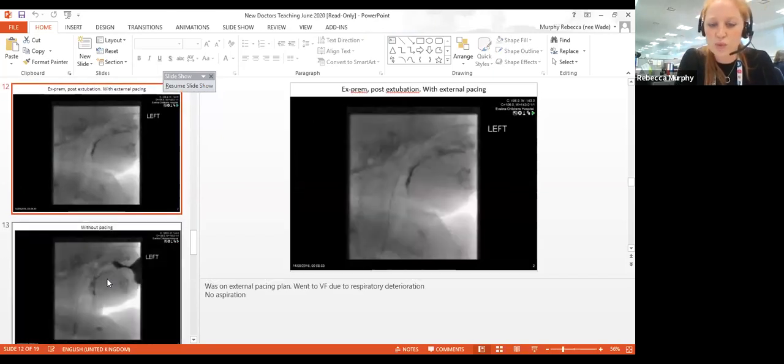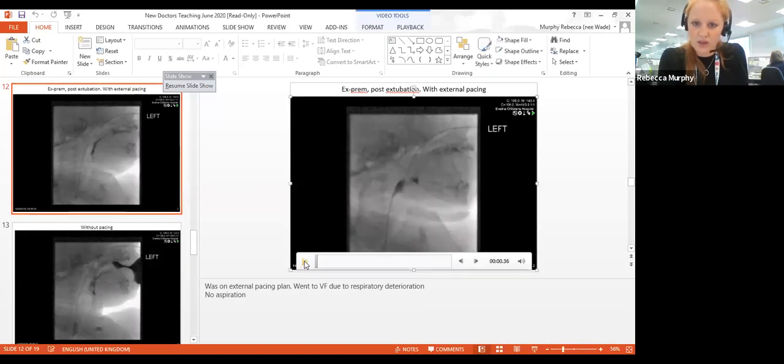This next one is a preterm or an ex-prem baby post-extubation, and they were being externally paced. You can see here.